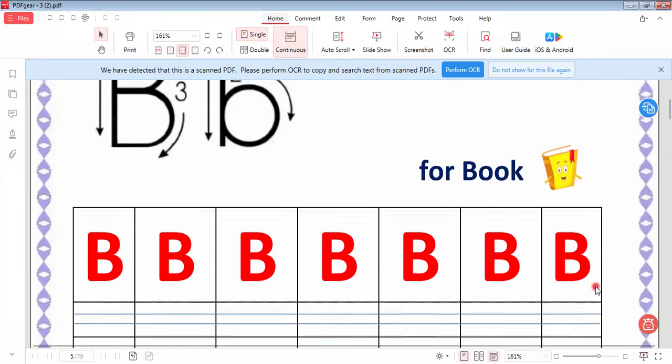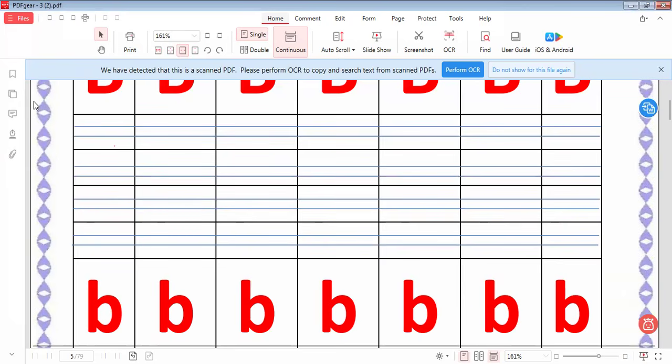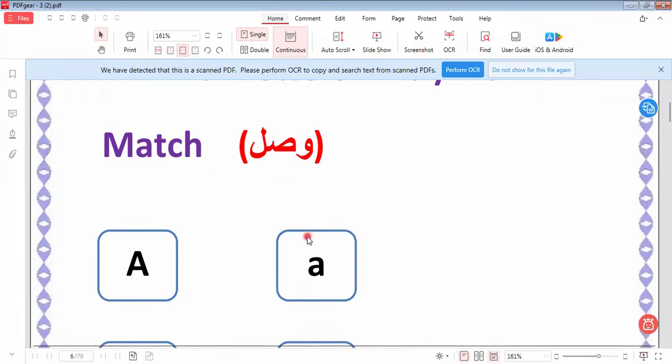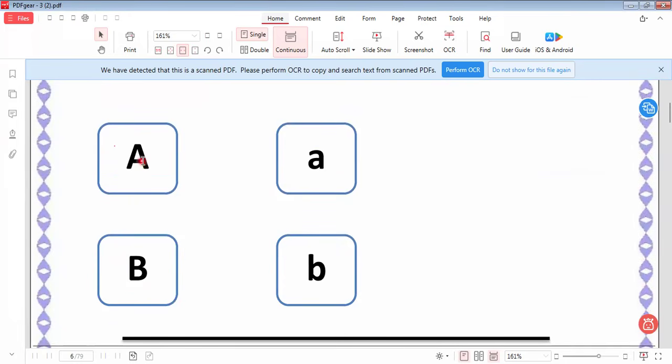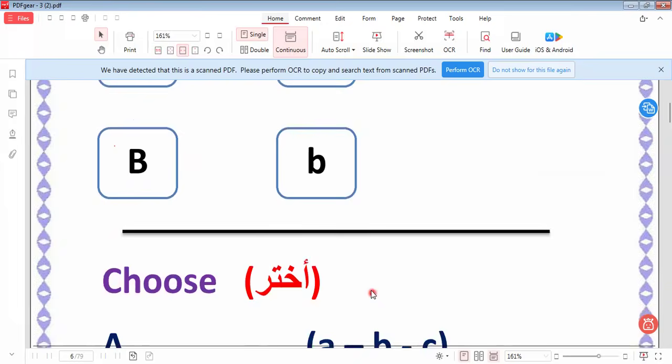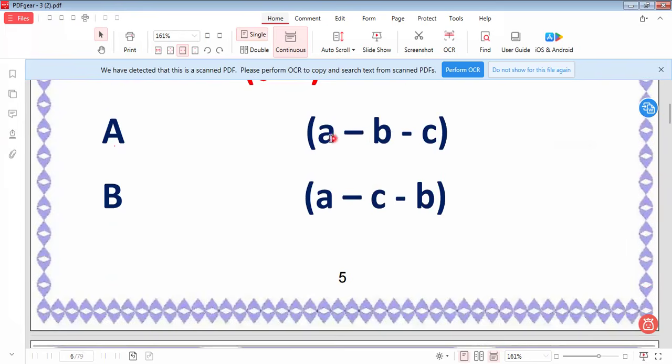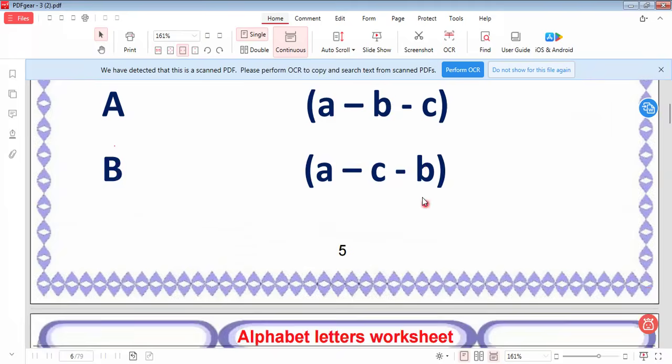Here is capital B and small b. How can I write capital B? I write capital B. This is capital B and this is small b. B for what? B for book. Here we can select capital A with small a, capital B with small b.